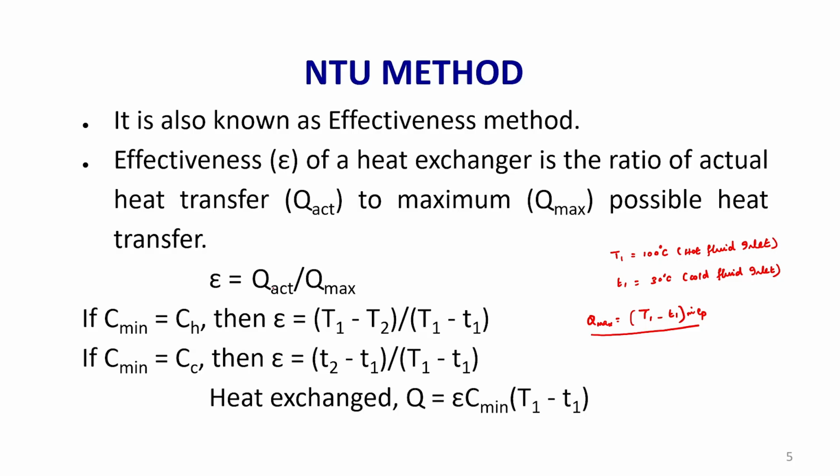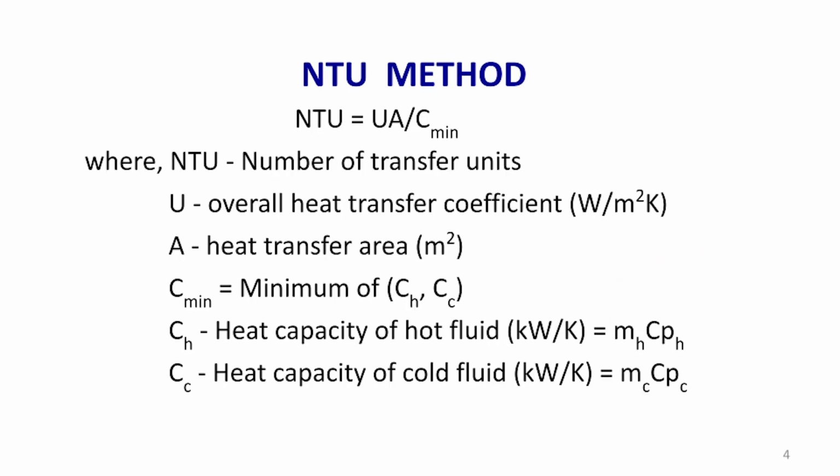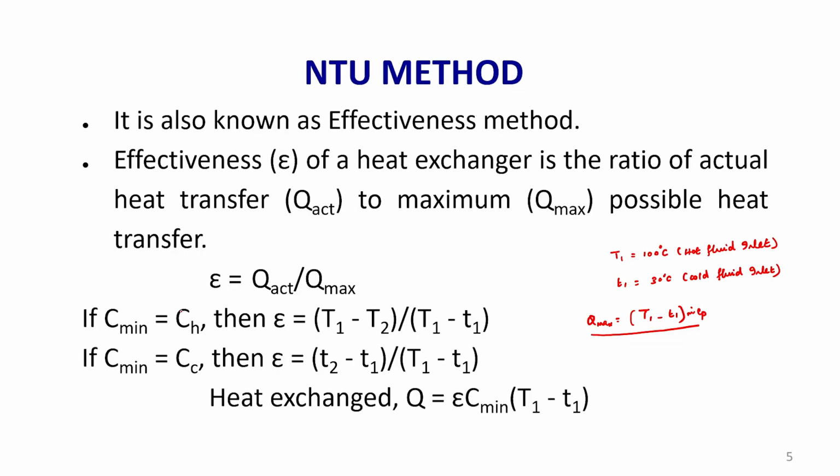So, the NTU method is also called the effectiveness method. Here, in terms of formula, it is Q actual by Q max. So, if we see the previous one, C minimum is the minimum of the heat capacity of the hot fluid or the heat capacity of the cold fluid, whichever value is smaller. That is the minimum heat capacity value. Capital C refers to heat capacity.